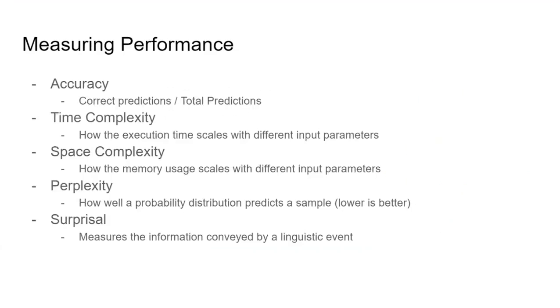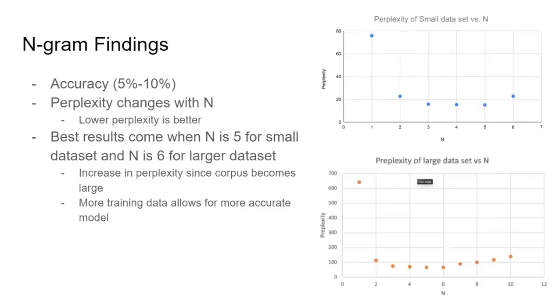For our models, we measured performance using accuracy, time complexity, space complexity, perplexity, and surprisal. Accuracy is the simplest of these measurements and is simply the number of correct predictions divided by the number of total predictions made. For an NLP problem such as this one, we should expect relatively low accuracies considering there are often many possible ways to continue a sentence that are both grammatically and contextually correct. Time and space complexities measure how well the algorithm uses a computer's resources. Perplexity measures how well a distribution predicts a sample, and surprisal measures the information conveyed by a linguistic event. It has been claimed that the cognitive effort required to process a word is proportional to its surprisal.